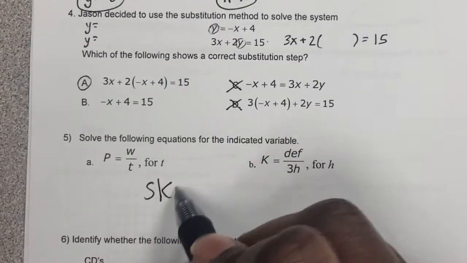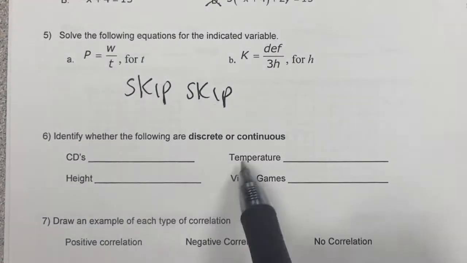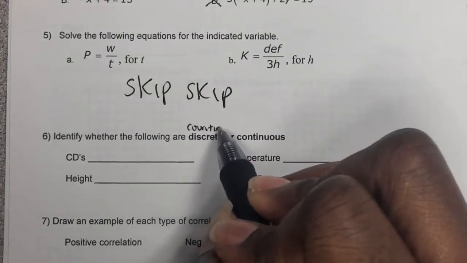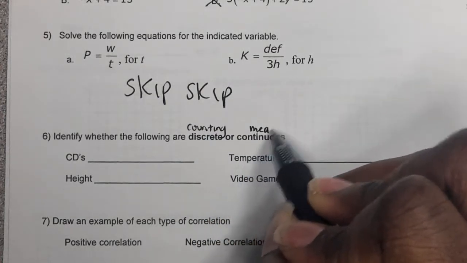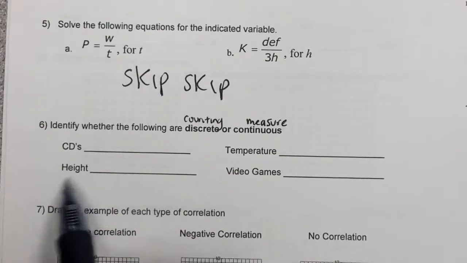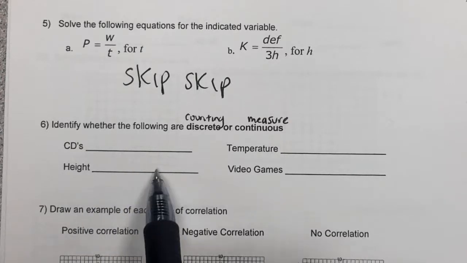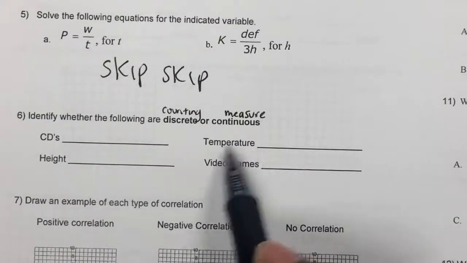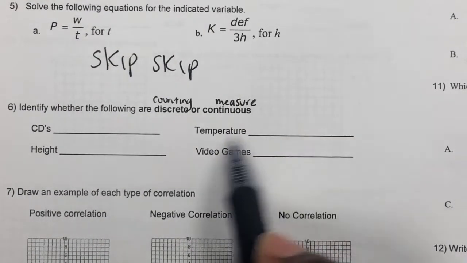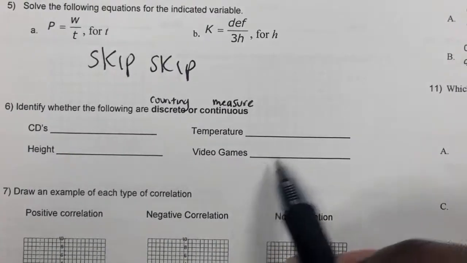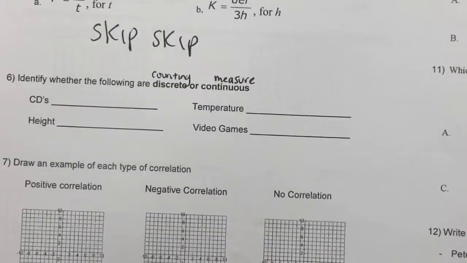Number 5, we're going to skip that one. Skip. Number 6, we talked about discrete or continuous. This one y'all should be able to do. Discrete means you are counting things. Continuous means you measure things. So anybody want to tell us CDs would be what? Discrete. Height would be continuous because you can count the number of CDs. Your height, you would measure it. Temperature, you would measure. That is continuous. And video games would be discrete because I count the number of video games I have.